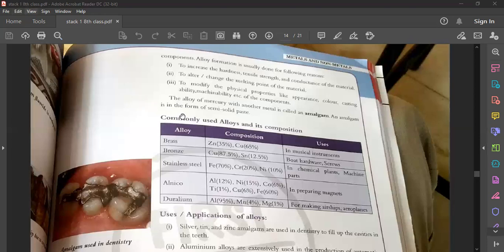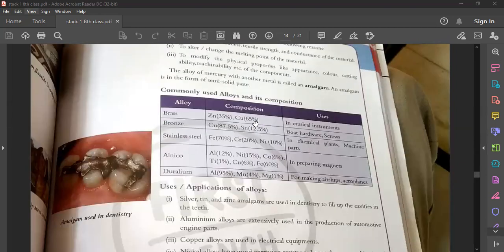Next one, physical properties like appearance, color, casting, malleability, all this will be modified. Either it can be higher or it can be lower. Okay. Then what is the meaning of amalgam? The alloy of mercury and another metal. Amalgam means there should compulsorily be mercury in that. So an alloy of mercury with another metal is called an amalgam.